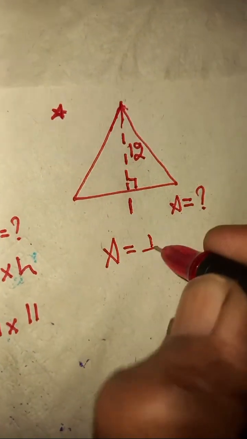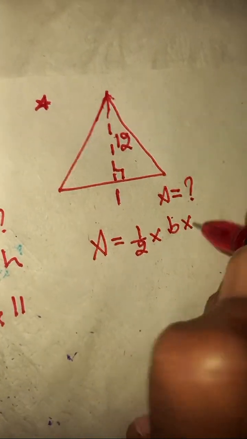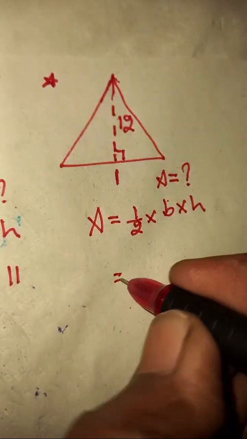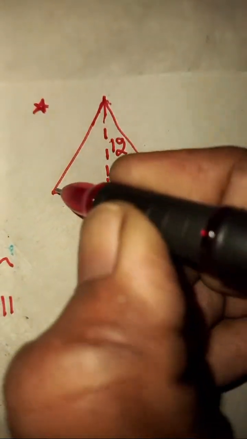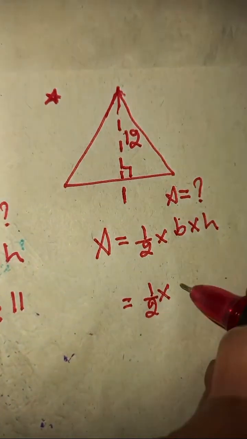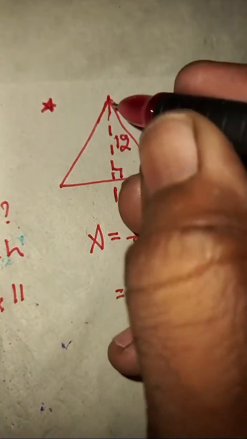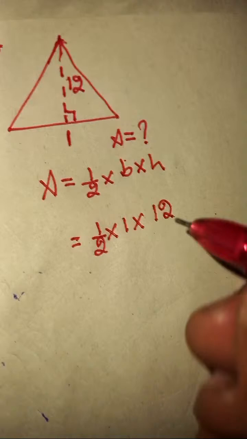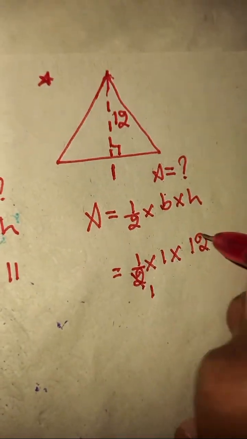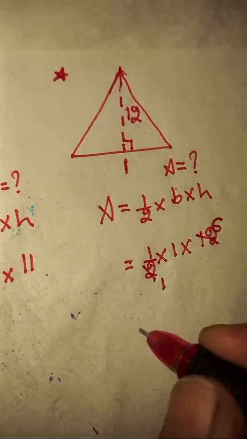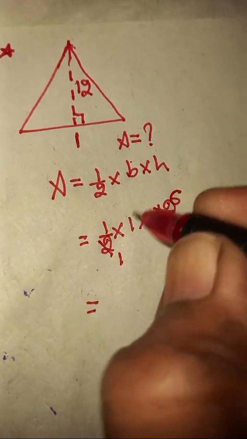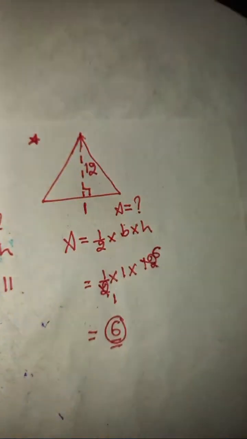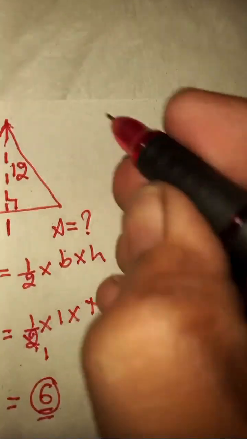Area is half times base times perpendicular height, and here also do the same thing, that is half times the base, which is 1 unit, times the perpendicular height, which is 12 units. Now you can divide denominator and numerator. 2 1 times and 2 6 times. 1 times of 1 is 1 and 1 times of 6 is 6, so 6 square units is the area of this triangle. Let's take one more triangle.